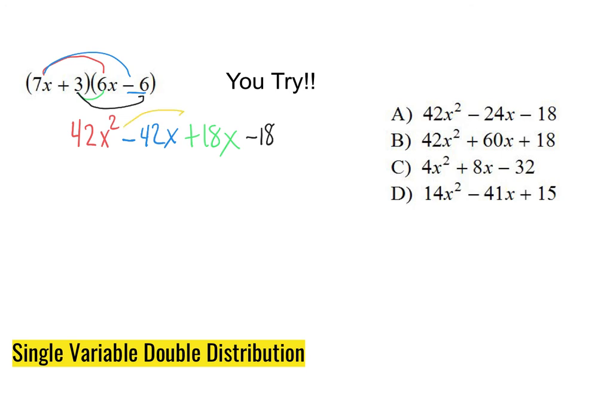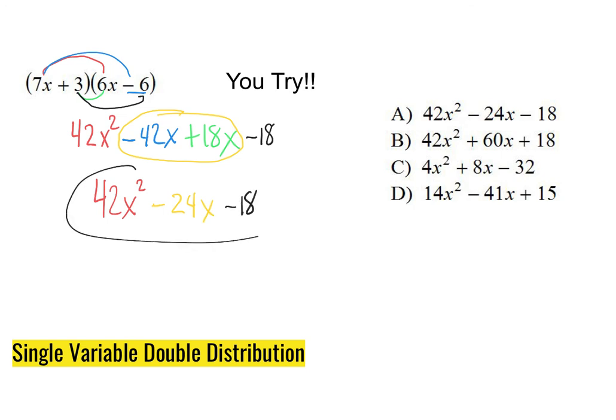Then remember to combine like terms. So x and x, these are a part of the same. So 42x squared is just going to come down. Negative 42 plus 18 is equal to negative 24x. And then minus 18 is just going to come down again. So the correct answer would have been A.